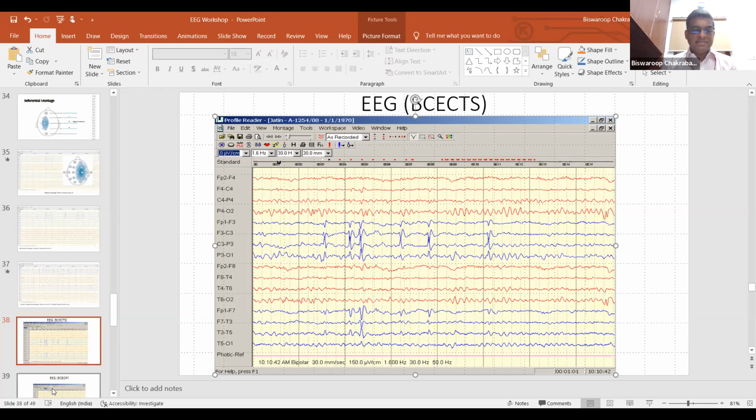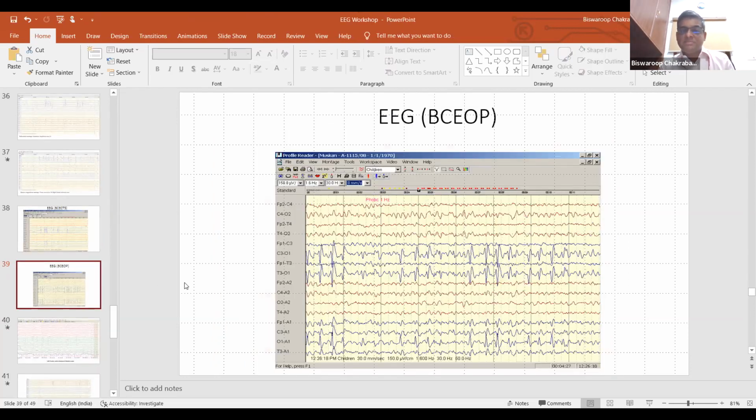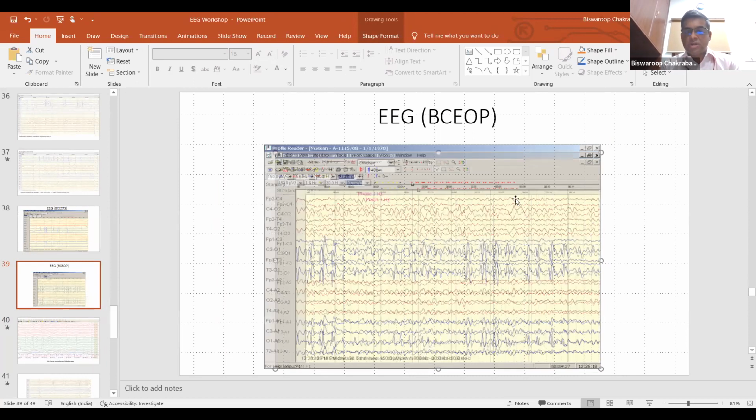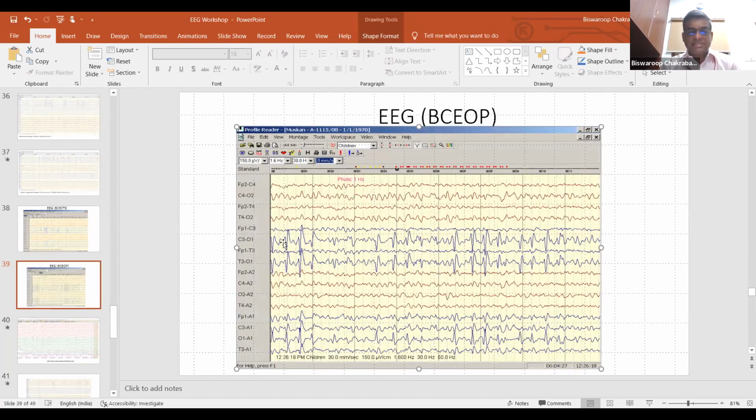Now this slide is showing you classical childhood epilepsy with occipital paroxysms. That is what I talked about, Panayiotopoulos and Gastaut. This is how the EEG would look. You will see these runs of discharges, C3O1, T3O1, O1A1, T3. So you can see primarily it's the O1 electrode which is common, and showing these runs of spike and wave discharges seen with childhood epilepsy with occipital paroxysms.